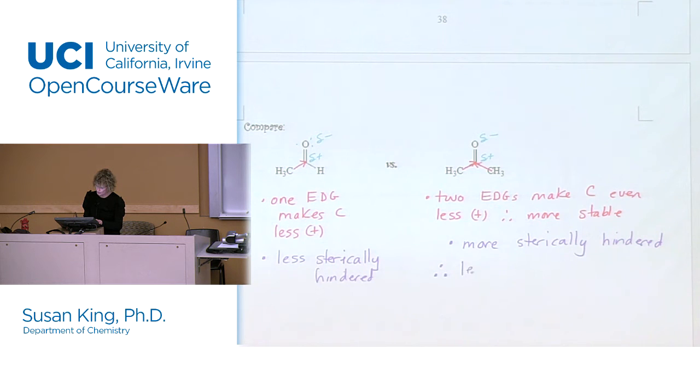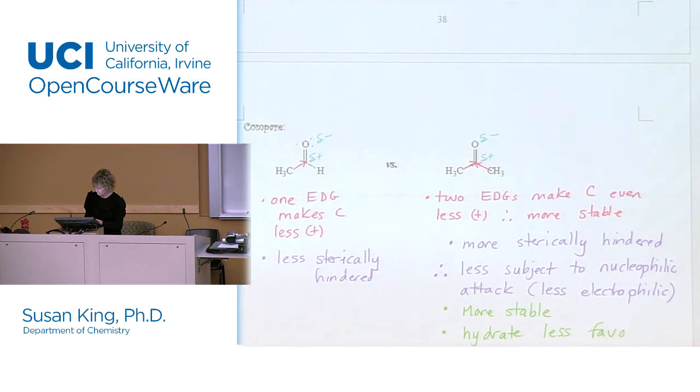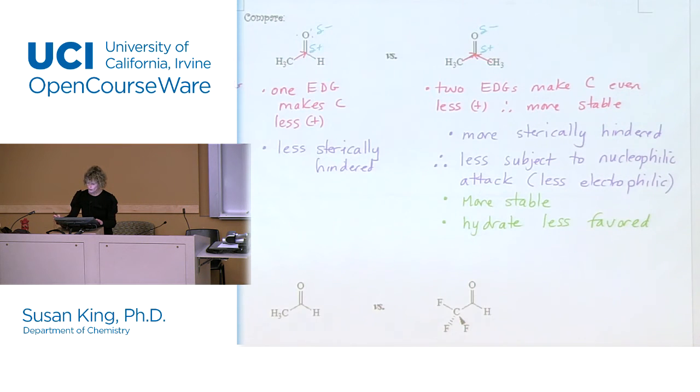This compound, a ketone, is less subject to nucleophilic attack. Another way of saying that is that it's less electrophilic, right? Two ways to say the same thing. So it's more stable. And since it's more stable, the hydrate is less favored. So we can completely correlate the hydrate formation and the extent of hydrate formation with how stable the carbonyl is.